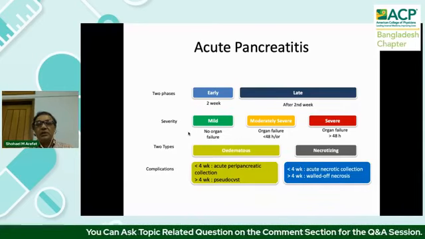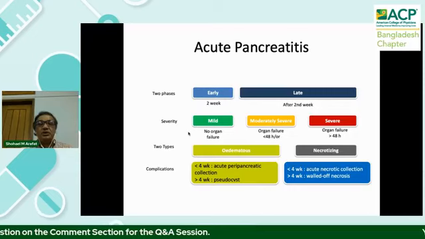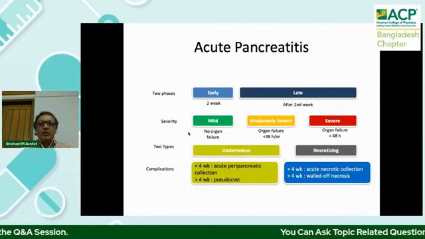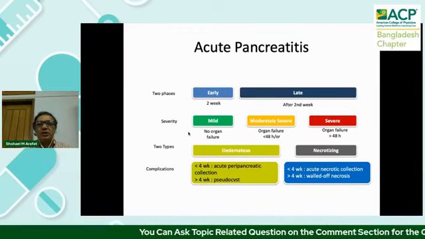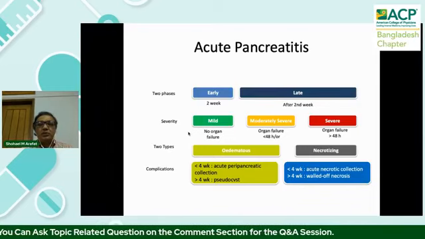And these severe cases usually belong to the necrotizing group. Because, as I've already said, there are two groups: interstitial or edematous, where there is acute inflammation that causes edema within the pancreas, and necrotizing pancreatitis. Regarding complications, there are two groups. One is less than 4 weeks, the other more than 4 weeks.